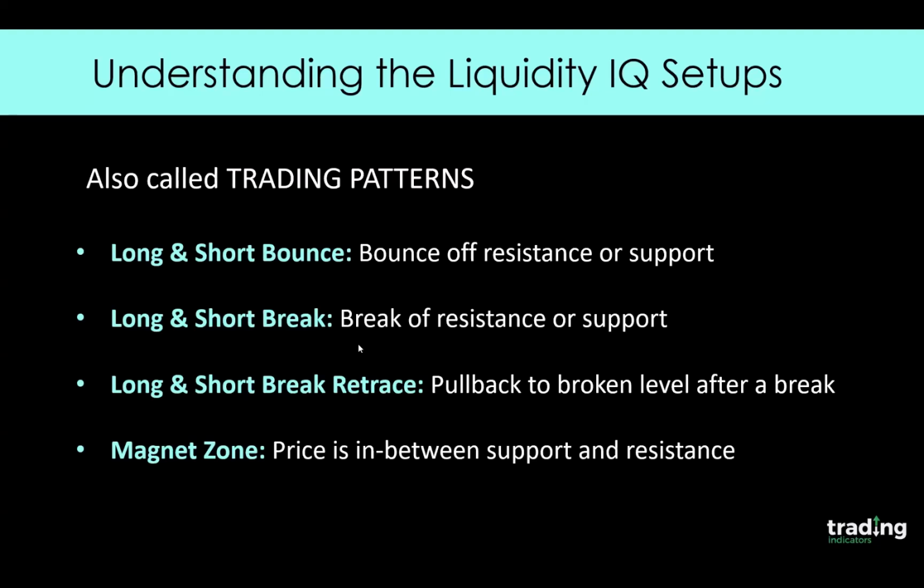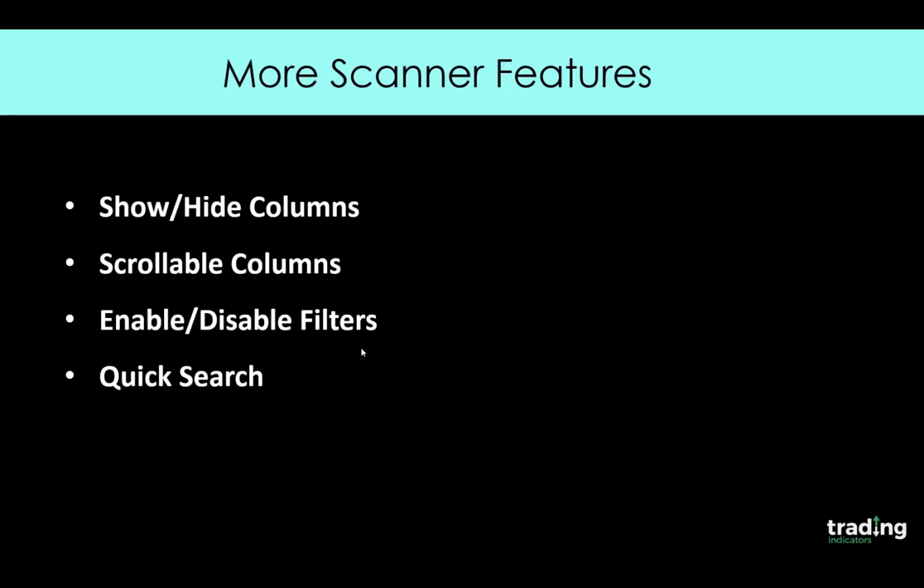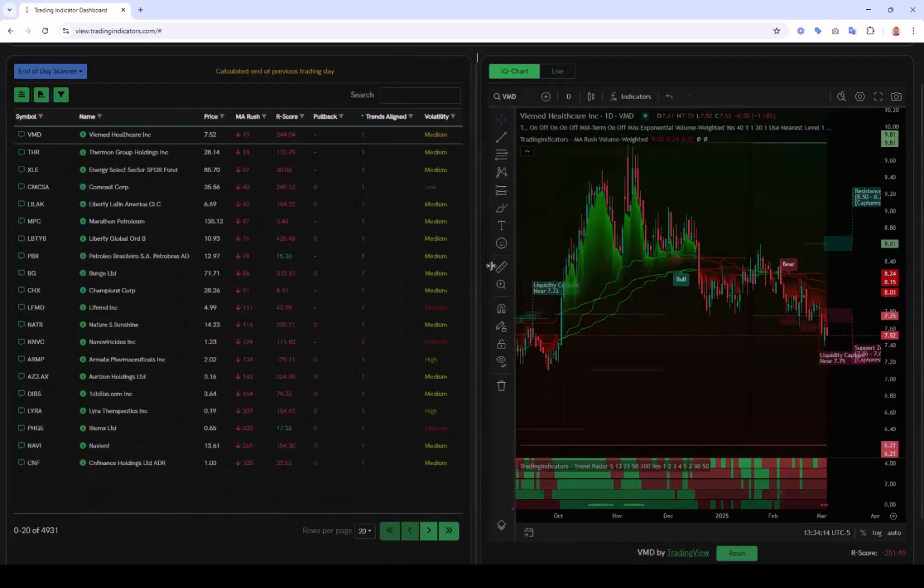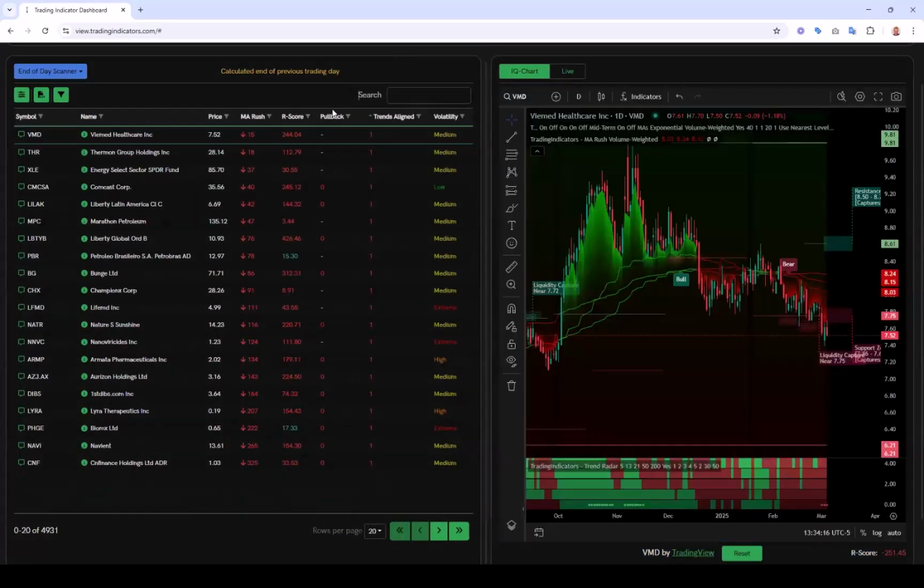Now, talking about the scanner, also a bit of a review. What can you do with it? Well, you can show and hide columns. You've seen this. You can enable the scrollable columns feature. You can make the scanner bigger or smaller. You can enable or disable filters, and we have something called quick search. Now, what is quick search? Well, let me quickly go back to the dashboard because this is something we have not talked about yet. First I'm going to make my scanner a little bit bigger again so we can see it here.